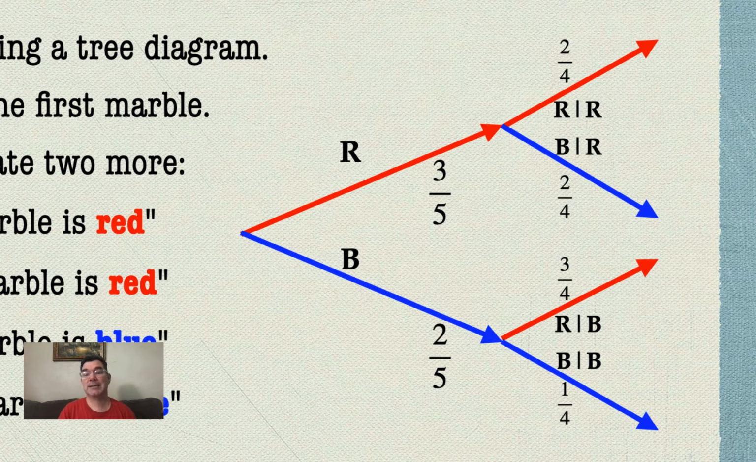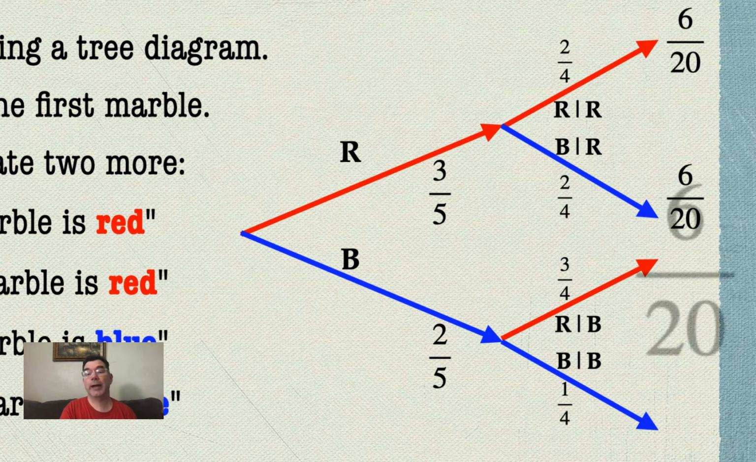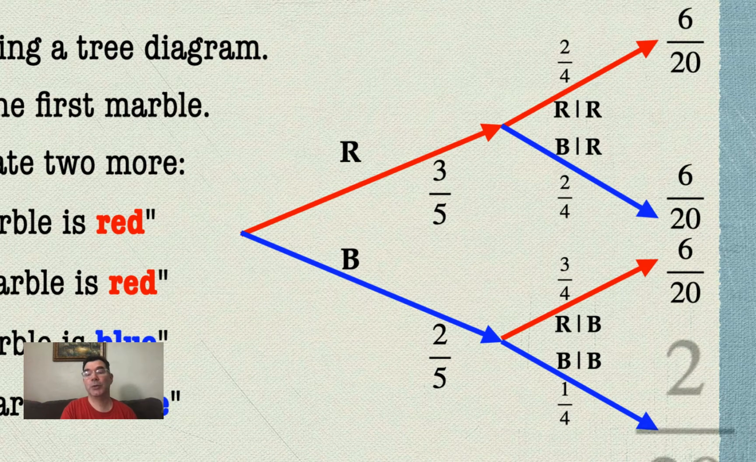So if I follow that top set of branches, I've got a red marble followed by another red marble. And so that's going to be 3/5 times 2/4, which is 6 out of 20. Then the next one is going to be red followed by blue, which is 6 out of 20. Then blue followed by red, which is 6 out of 20. And then blue followed by blue, which is 2 out of 20. And you want to make sure when you add up all of those probabilities on the far right-hand side, you get a total probability of 1.